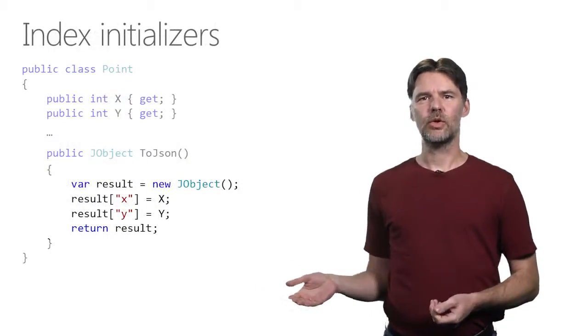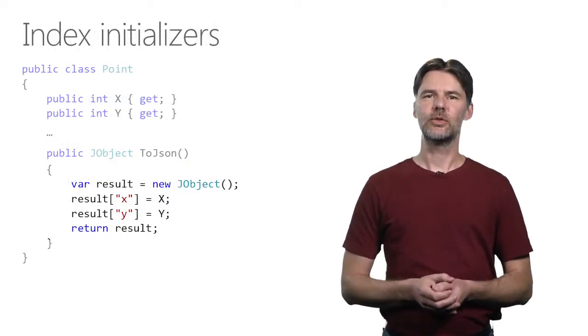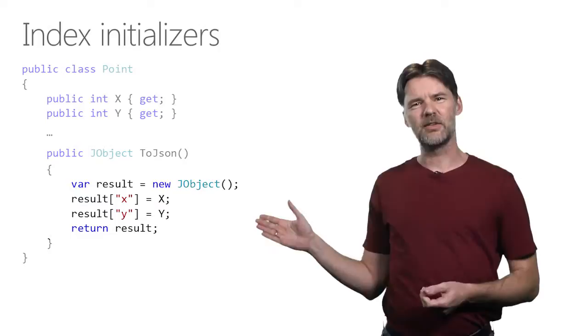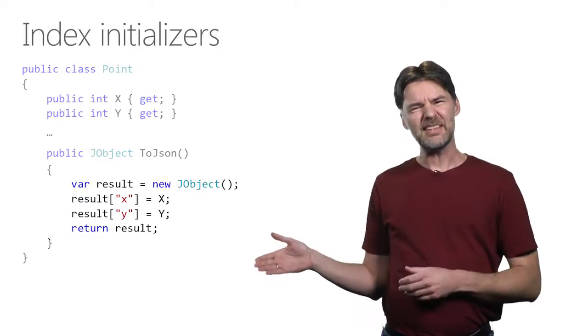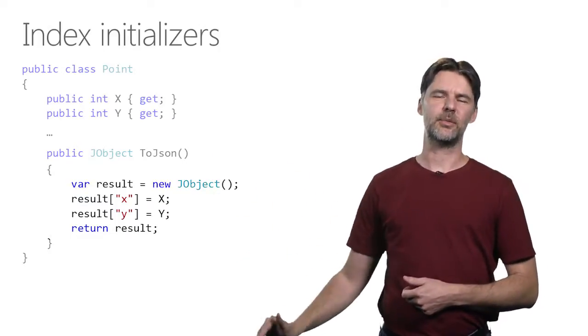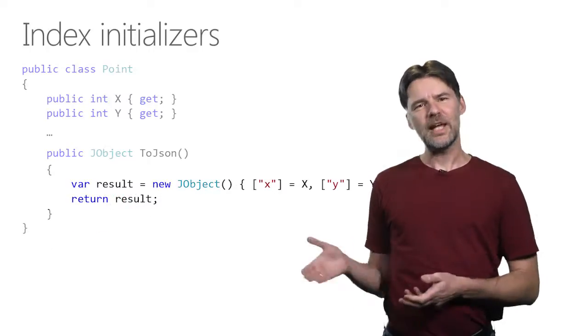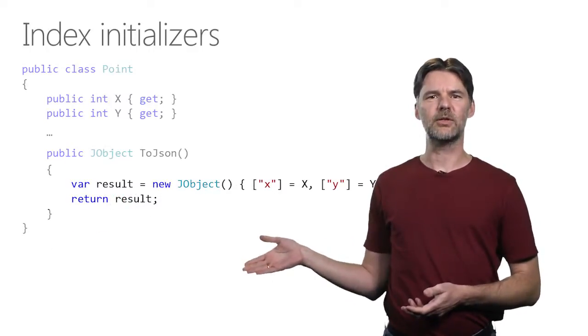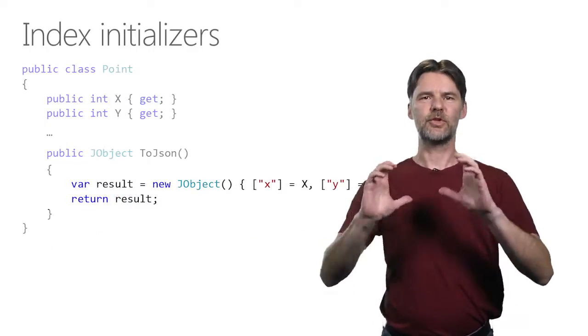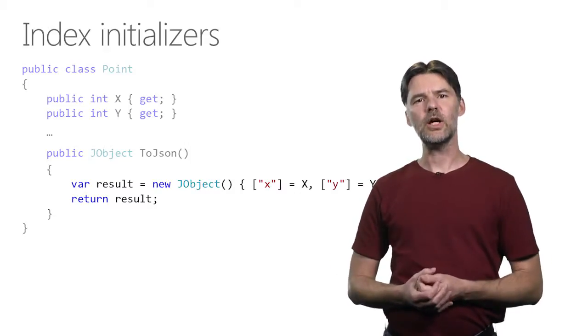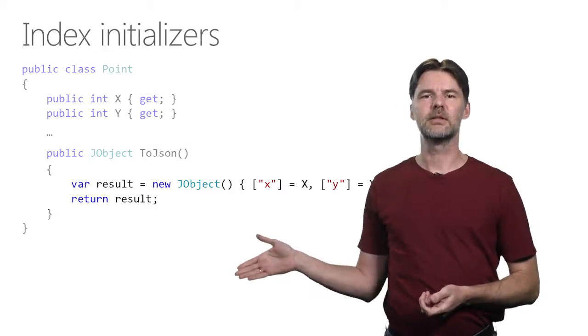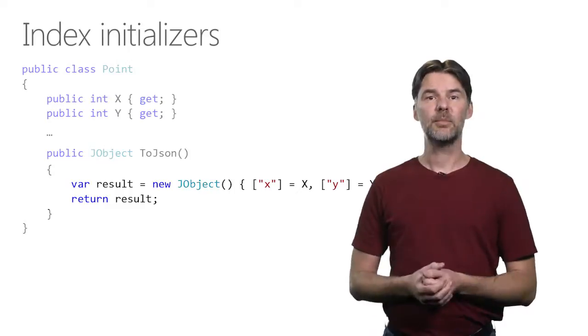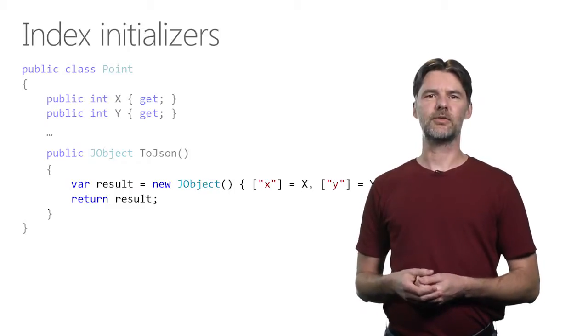Here's a method to turn points into JSON objects. Today, you can initialize properties in an object initializer, but index setters like these still have to be assigned in separate statements. Now, we're extending object initializers to let you assign to indices inside them, with the obvious square bracket syntax here. So the JObject can be initialized declaratively in one expression. That, by the way, leads to a cascading effect of simplification.